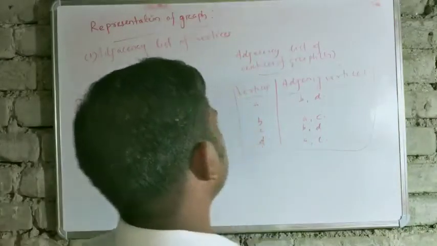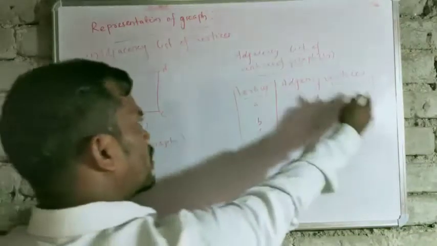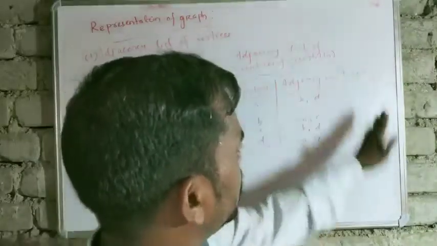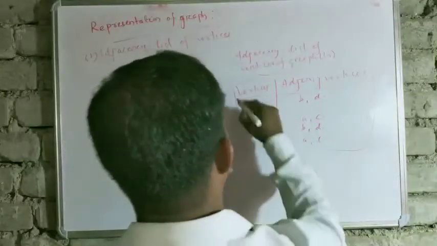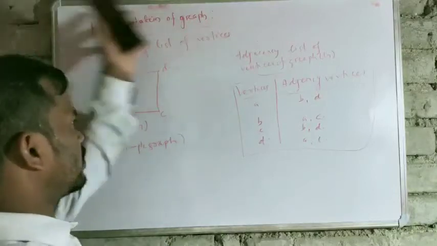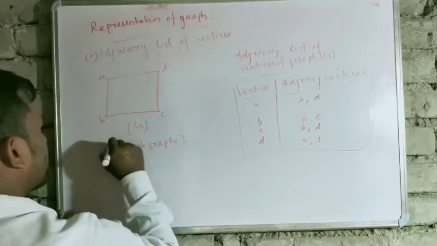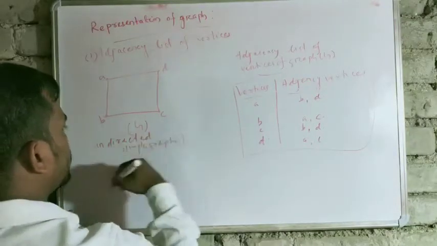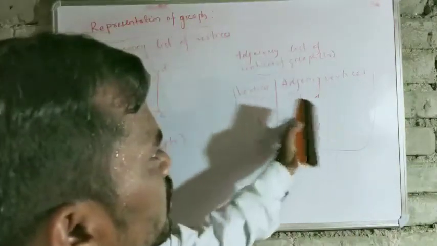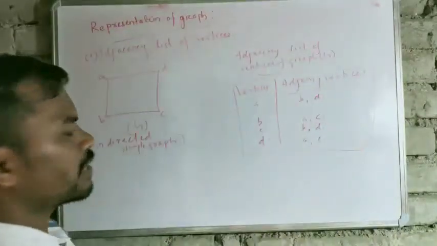So similarly other problems you can do, or if another graph is given, you can find its adjacency list of vertices, or if this table is given, you can find the corresponding simple graph. Okay, similarly, this is an undirected simple graph. Now you can go from the undirected simple graph to this adjacency list of vertices, and from this one back to the undirected simple graph.